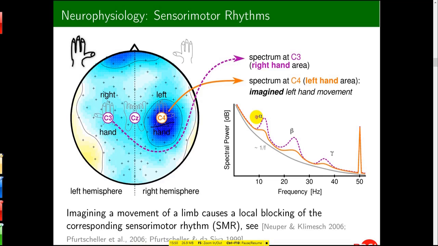In the time domain, we have seen that. Here, how it looks in the frequency domain is that the spectral power of the signal decreases, or there is suppression. Not only moving, but also imagining a movement of the limb causes a local blocking of the corresponding sensorimotor rhythm. Similarly, if you imagine moving your right hand, what happens? The left hemisphere of your brain, in particular the sensorimotor area, will have some suppression in the spectral power.